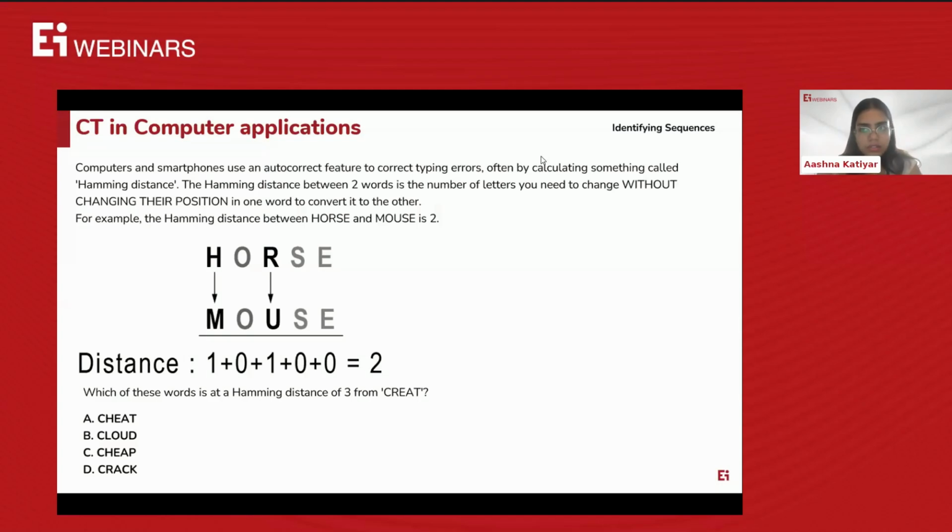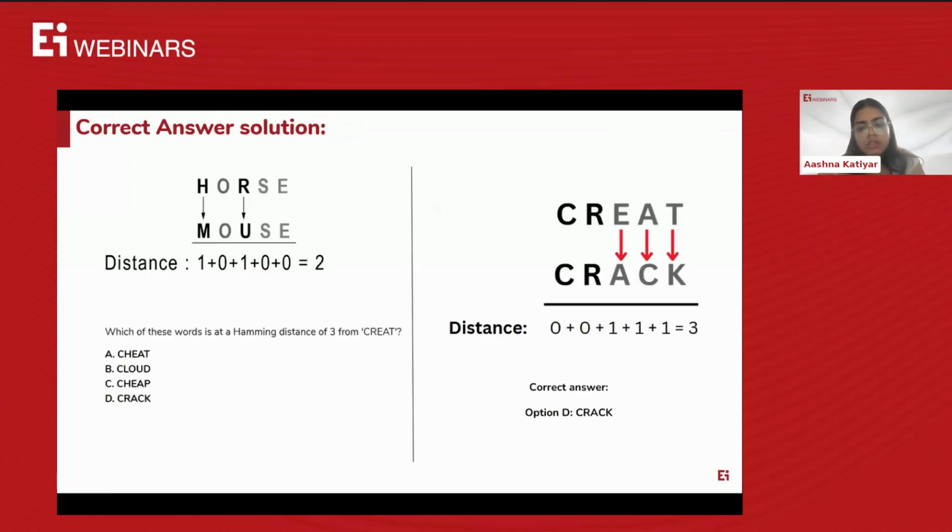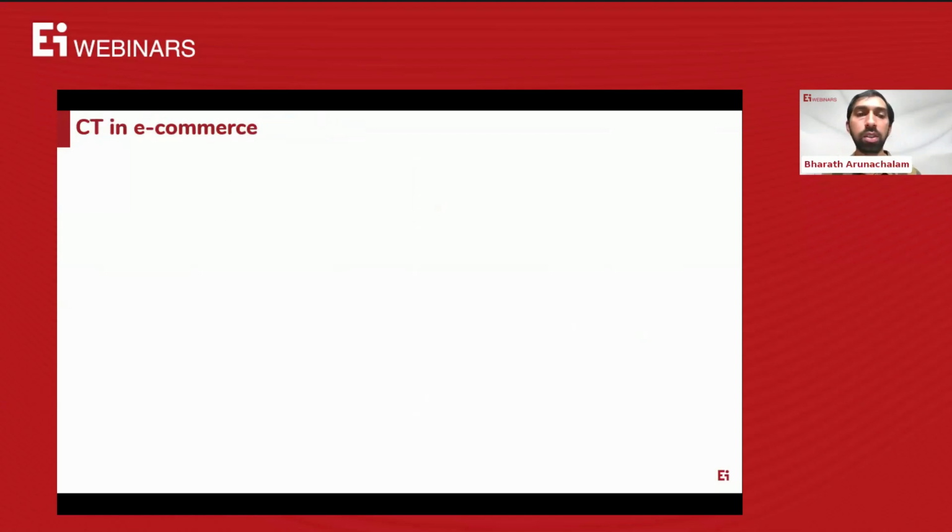Now let's look at the correct answer. So the correct answer is option D, that is crack, because we are changing the word create to crack. In that, the letters C and R remain the same. We are only changing the letter E to an A, then A to a C, and letter T to K. So the Hamming distance for it would be 3, as it was asked in the question. So that is the correct answer. Right. Let's look at another question.